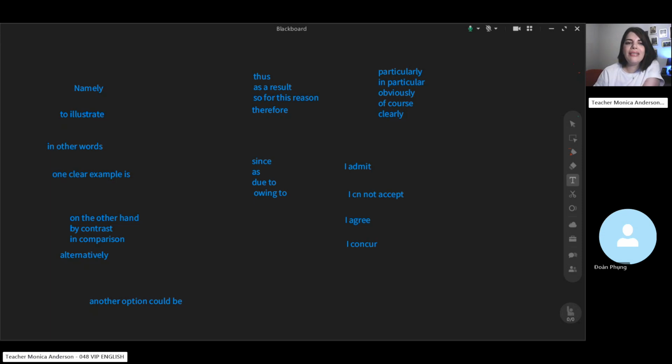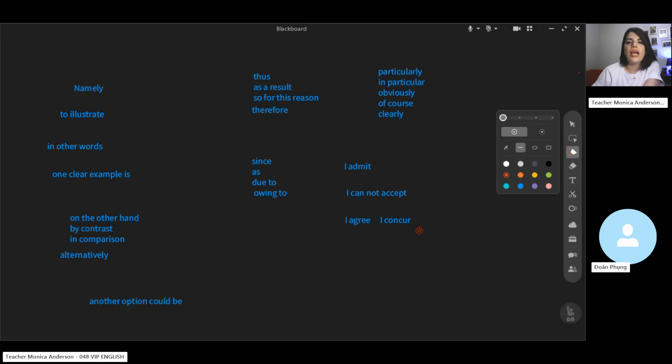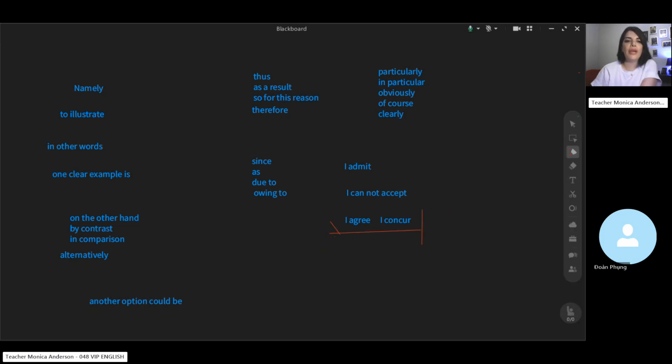Any questions related to linking words? They are the most common linking words. Of course, there are more, but later I will give you more alternatives. Okay? But teacher, I concur. What does this mean? It means I agree. I agree, I concur. Yes, both of them are usable. You can use one of them. Okay. Well, let's keep going.